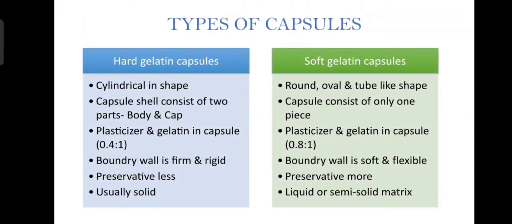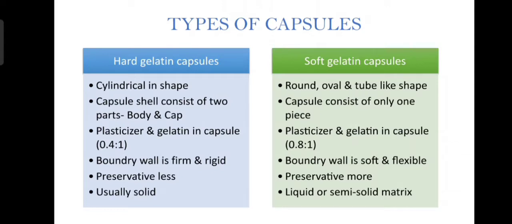Moving on to types of capsules. There are two types of capsule: hard gelatin capsule and soft gelatin capsule. Hard gelatin capsules are cylindrical in shape. These capsules consist of two parts, that are body and cap. The plasticizer to gelatin ratio in this capsule is 0.4:1. The boundary wall is firm and rigid, and they have fewer preservatives. They usually comprise solid materials.